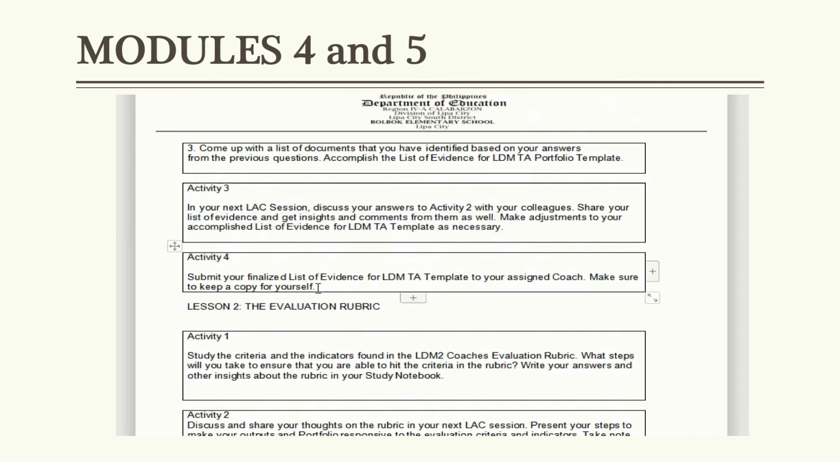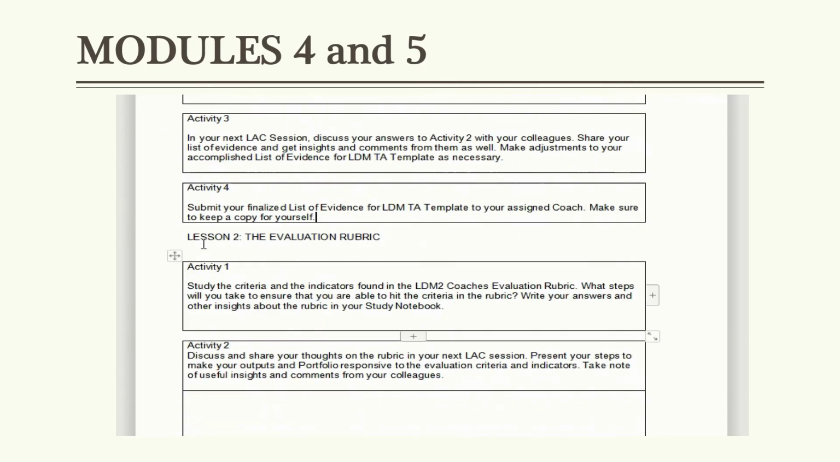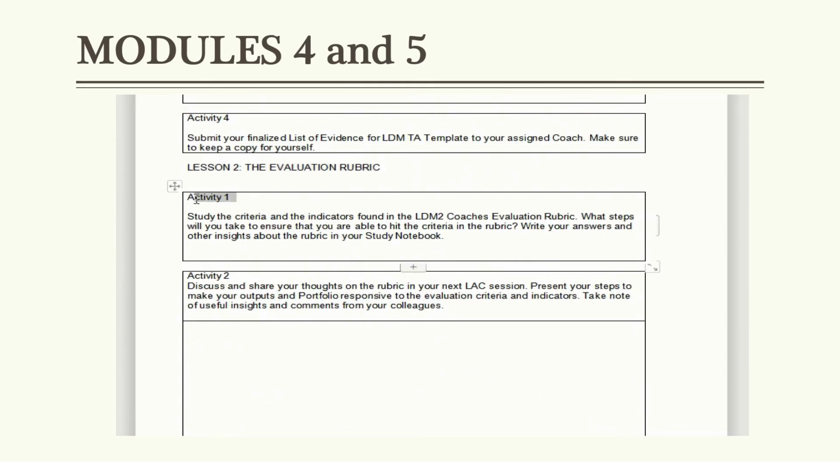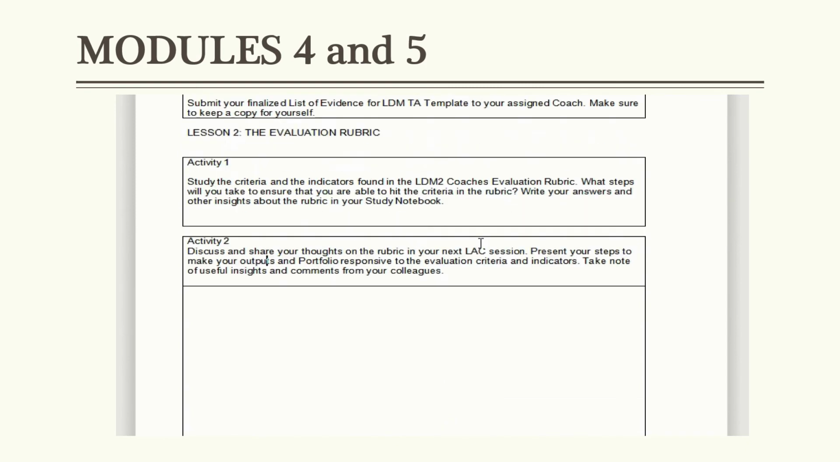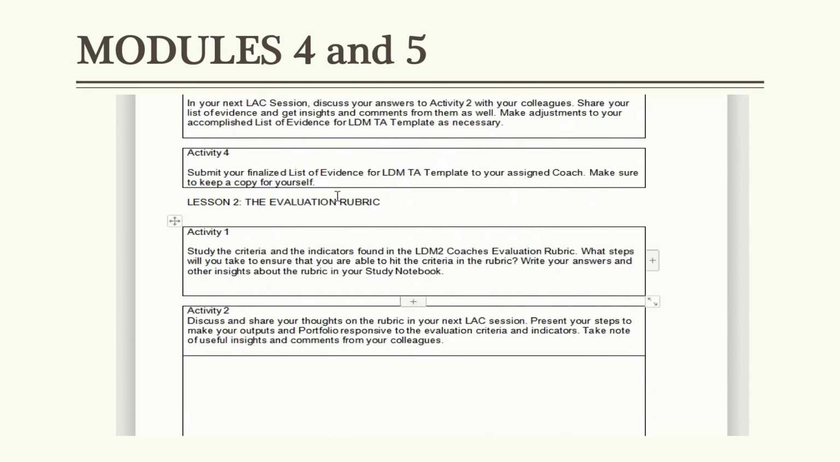So this is submitting your finalized list of evidence for LDM. And we have now lesson number 2, which is the evaluation rubric. Activity number 1, study the criteria and indicators found in the LDM2 coaches evaluation rubric. Then after that, activity number 2, we just have to discuss and share your thoughts on the rubric in your next LAC session. And that would be all for module 5. So this is all about the evaluation rubric.